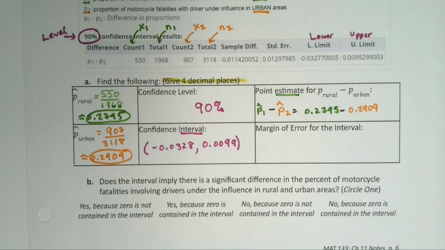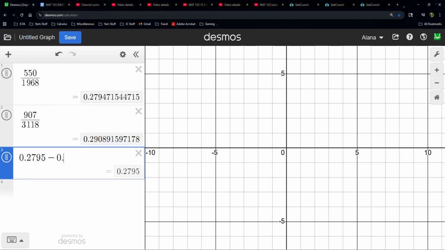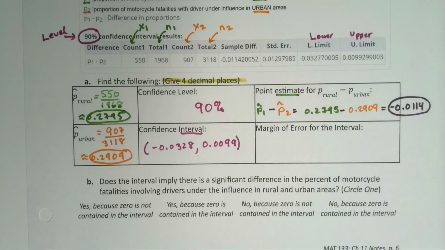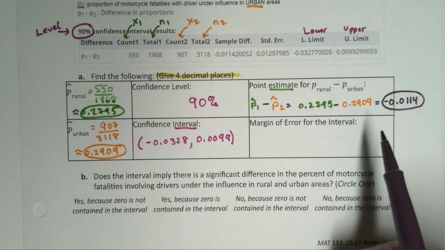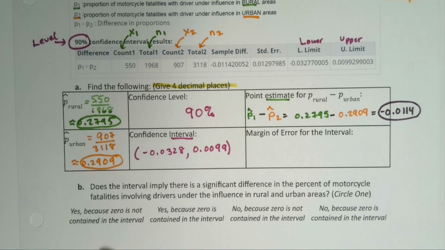All right, so let me go grab Desmos and find what that is. So 0.2795 minus 0.2909 gets us negative 0.0114. All right, that is the point estimate. Our best guess for the difference in the proportions of motorcycle fatalities for rural and urban areas.